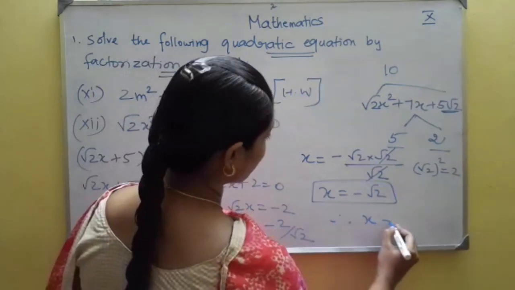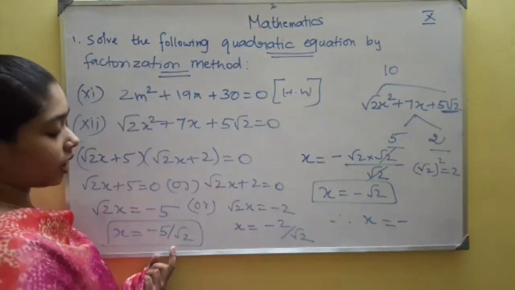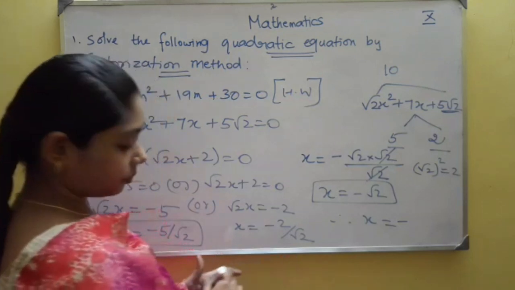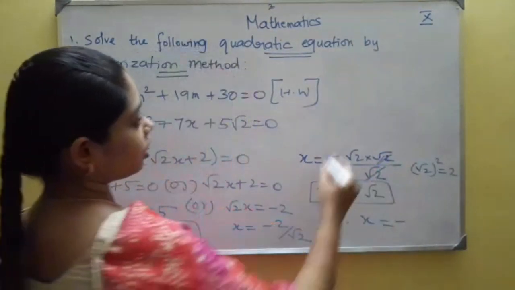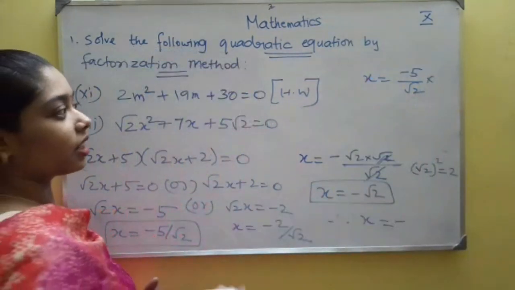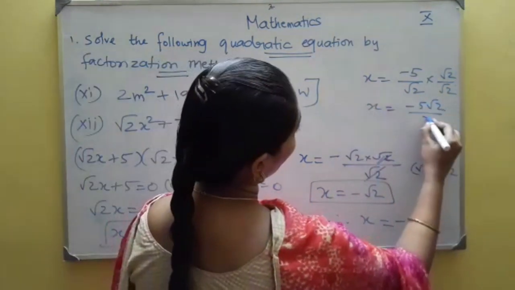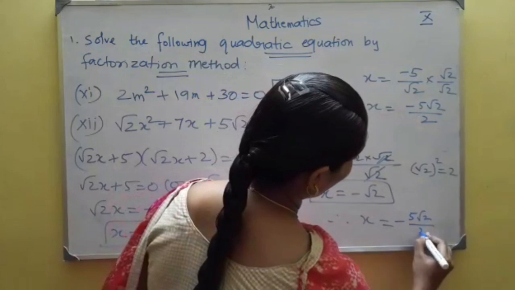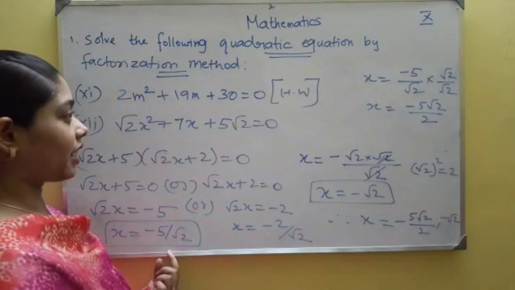So therefore my two solutions are: here again I am having root 2 in the denominator. I don't want an irrational number in the denominator, which means you want to rationalize the denominator. x equal to minus 5 by root 2. Now rationalize the denominator, which you have studied in your 9th standard itself: multiply by root 2 by root 2, and this is minus 5 root 2 by 2. Okay, so your two solutions are minus 5 root 2 by 2 comma minus root 2.